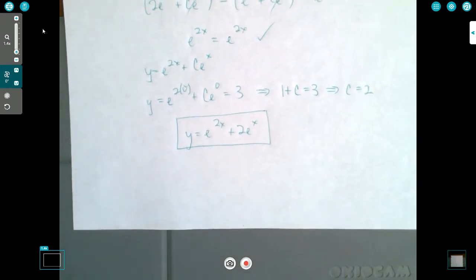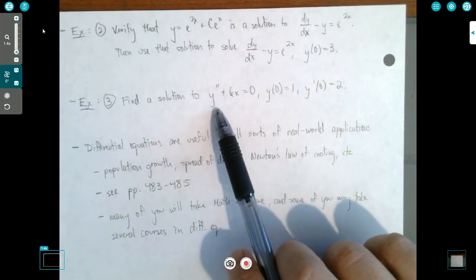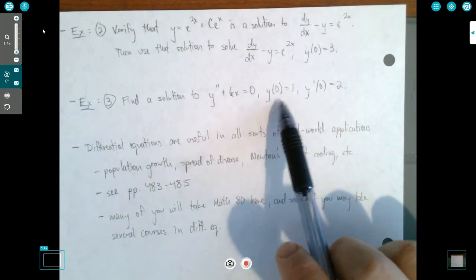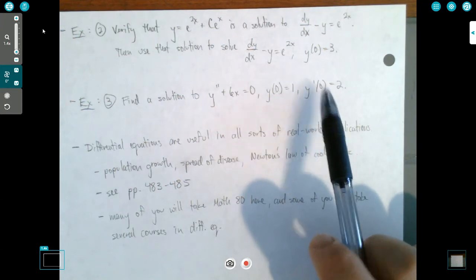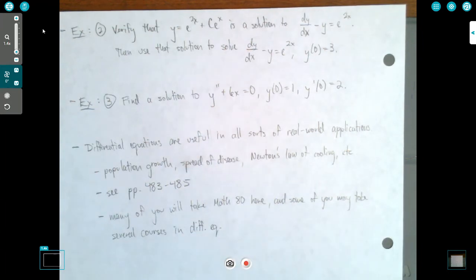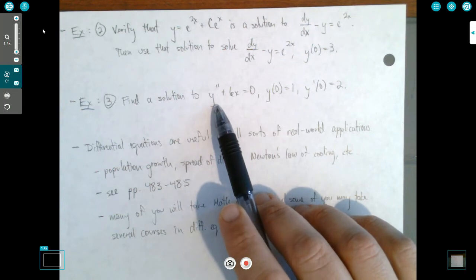So that's that. Let's do another example. Number 3 here says find a solution. So they're not giving us a solution this time. They're saying find a solution to y double prime plus 6x equals y. And then we have a couple of initial conditions, which we'll need because we're going to have two constants to solve for, because this is a second order differential equation. I know I just said a second ago we wouldn't solve any of these. This is a fairly easy one that we should be able to figure out. So y double prime plus 6x equals 0.